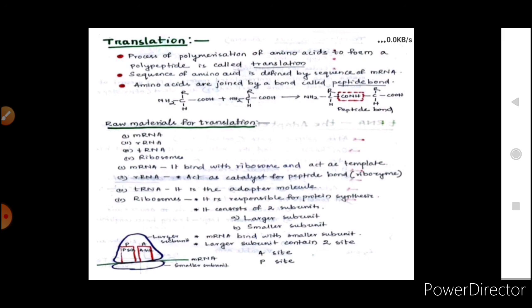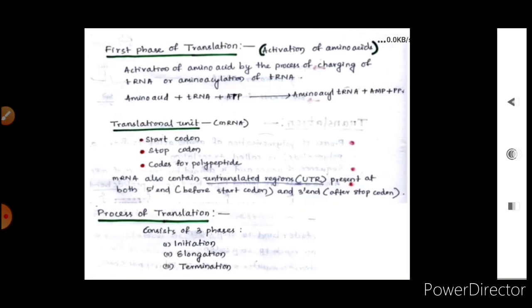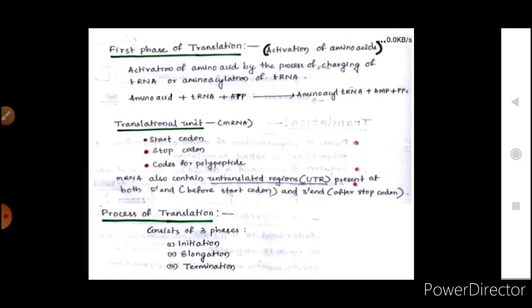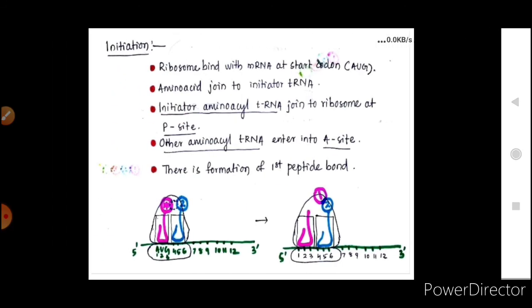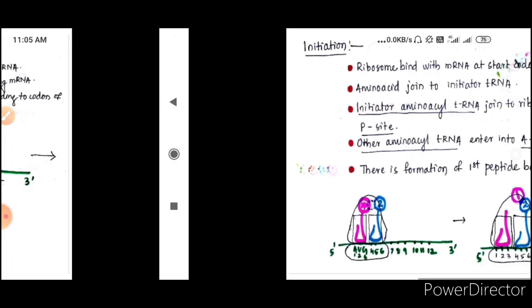Okay, so in this way, first we saw that there was charging of the aminoacyl tRNA. Then the translation unit consists of a start codon, a stop codon, and the coding region for the polypeptide, and specific UTRs were there. Now, the process of translation occurred in three phases, that is initiation, elongation, and termination. So in initiation, the initiator aminoacyl tRNA will join to the ribosome at the P site, and then the initiation will occur.